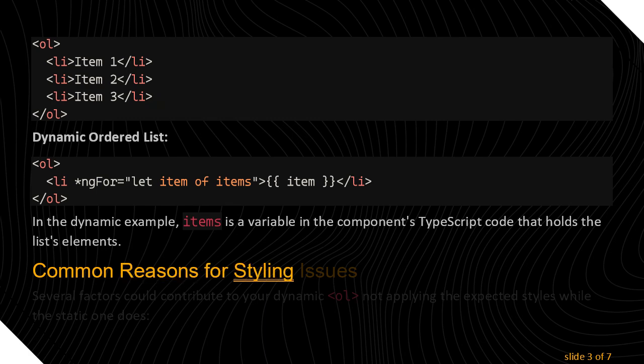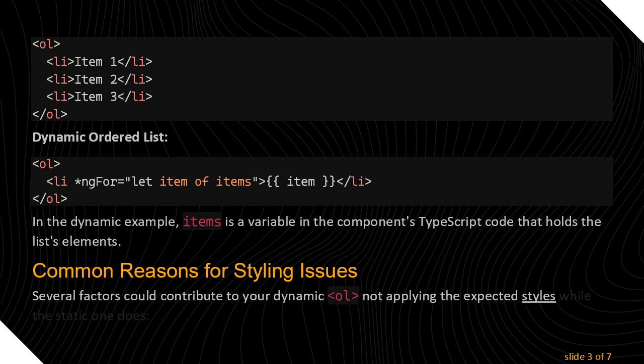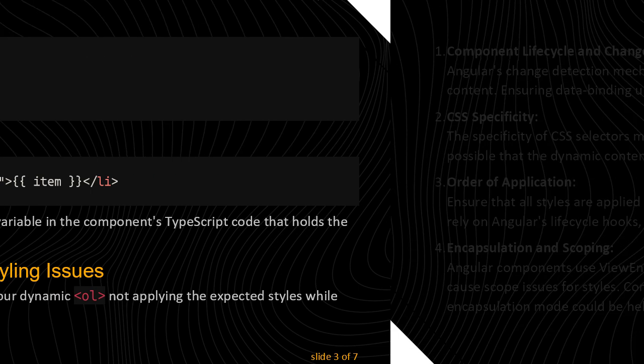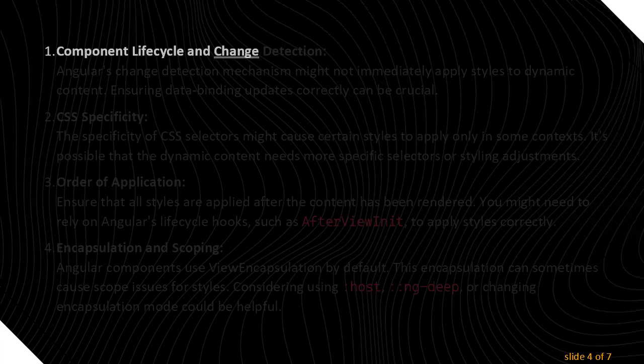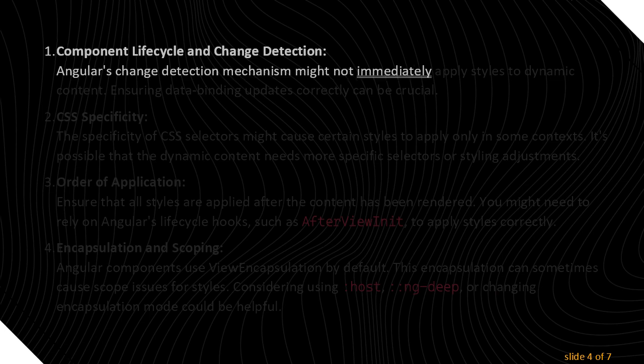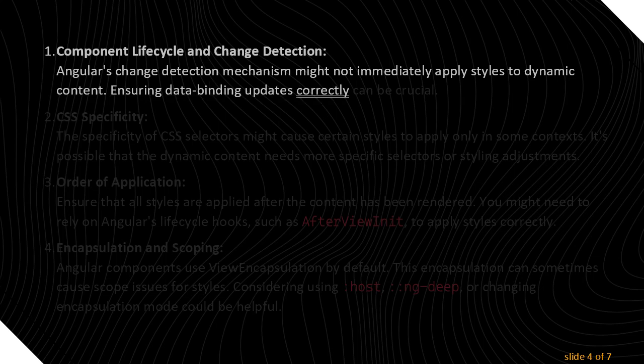Common reasons for styling issues. Several factors could contribute to your dynamic OL not applying the expected styles while the static one does. Component lifecycle and change detection. Angular's change detection mechanism might not immediately apply styles to dynamic content. Ensuring data binding updates correctly can be crucial.